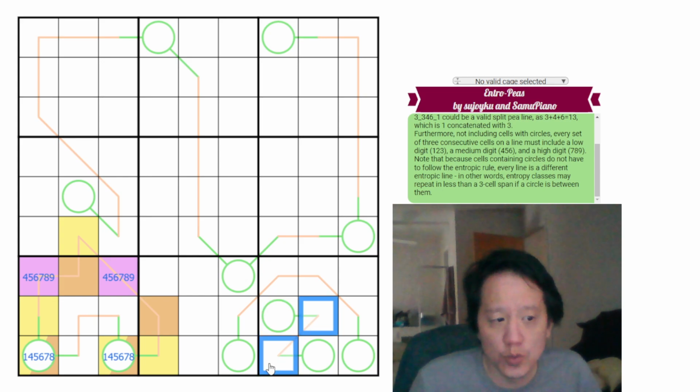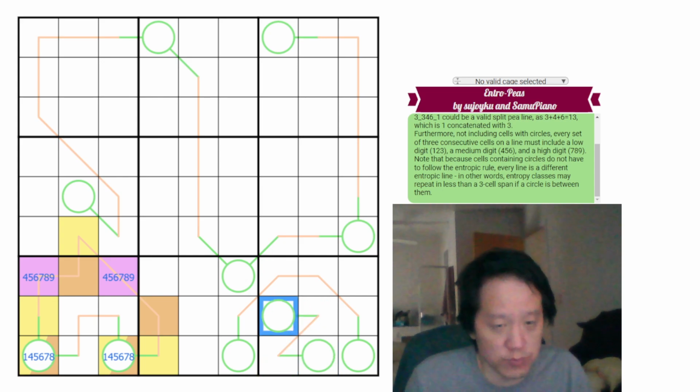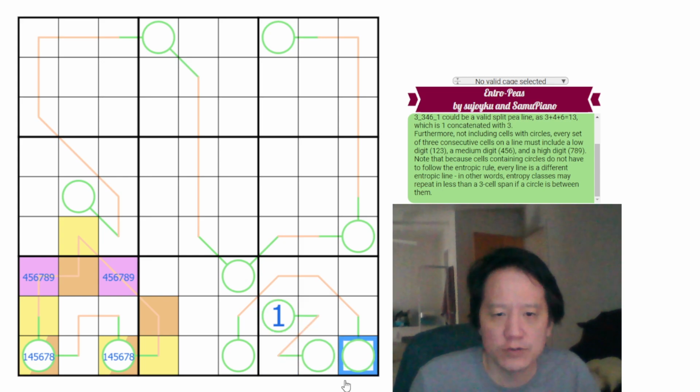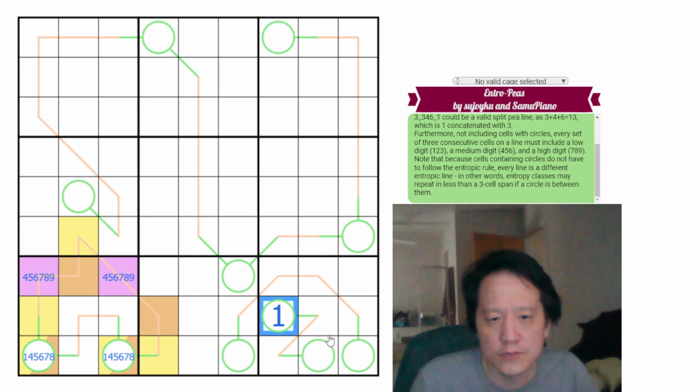These two have to add up to these digits. And so this has to be a 1. So we know this is 1. And we don't know what this is. So this is obviously a low. This is 14, 15, 16, 17, or 18. It has to be a 2 or 3.